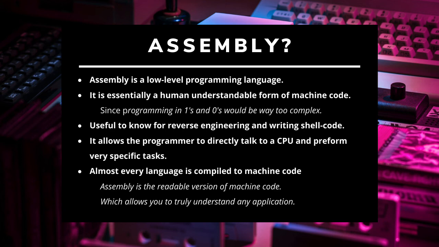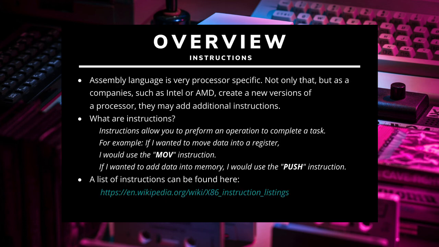Well, it's useful for reverse engineering and writing shellcode. It also allows the programmer to directly communicate with a CPU in order to perform a very specific task. Since almost every language is compiled to machine code, and assembly is the readable version of machine code, it truly allows you to understand almost any application and what that application is doing, which is why it's useful for reverse engineering. Now that I've explained the basic concept of assembly, let's start getting into the overview of how assembly works.